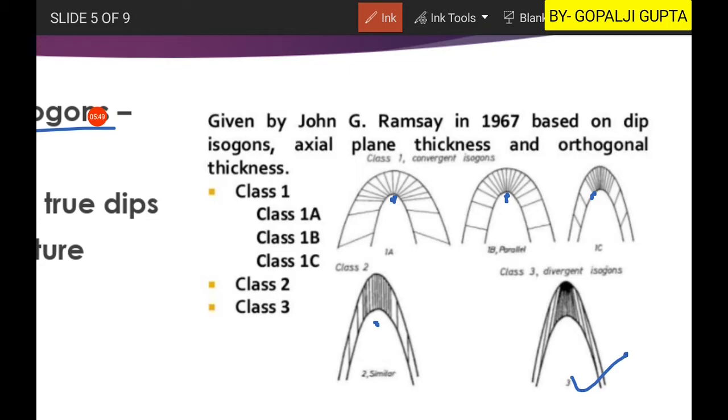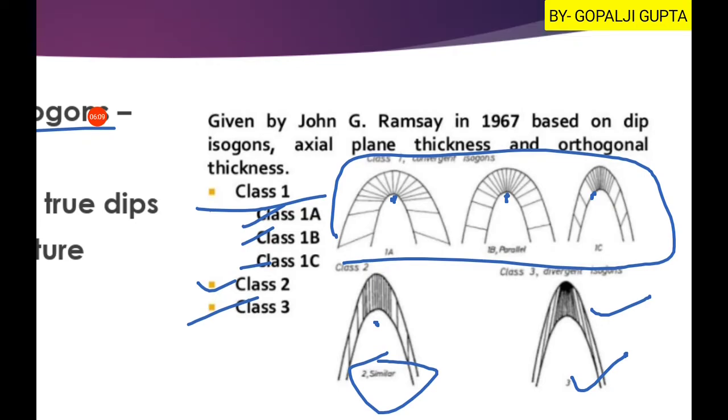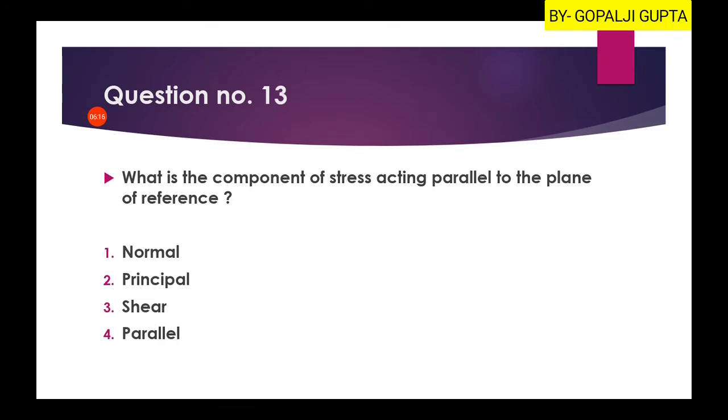So based on this we can say that these are the class 1 folds, in which dip isogons are convergent in nature. Within these we have class 1a, 1b, 1c based on the amount of convergence. Then you have the class 2 folds, also known as similar folds. Then class 3 folds, in which the dip isogons are divergent in nature. So the third option will be our right answer, that is, these are used to classify the folds.